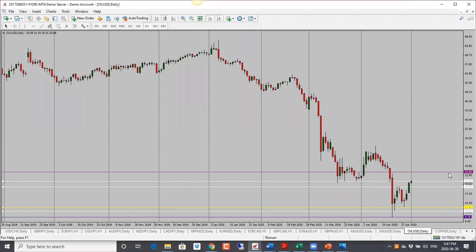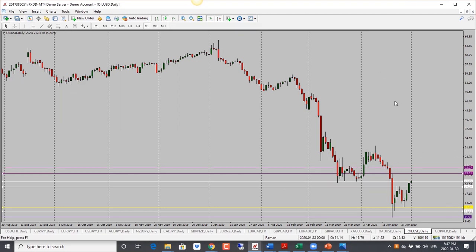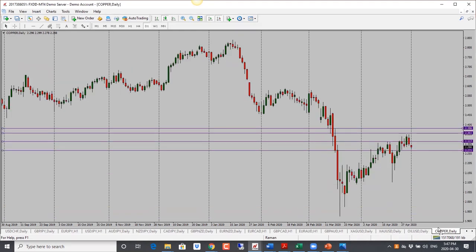Next target is 23.50. And then above that, we are looking at 25.20. So bullish bias here, but same problem here. It is right into resistance. If it holds below 21, we could see it drop.